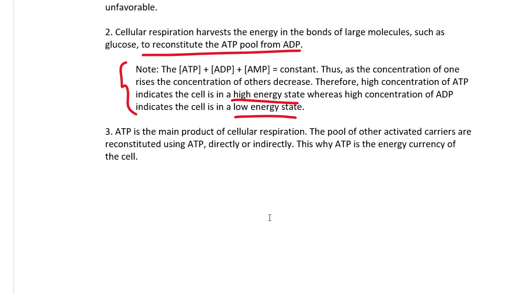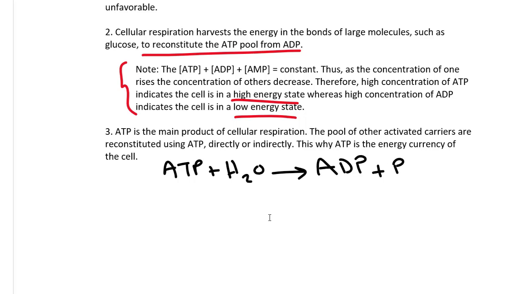So let's ignore AMP for now and just stay with ADP and ATP, because you have this conversion of ATP plus H2O to ADP plus Pi. And of course, this phosphate would be attached to another molecule. And then you have the ADP plus Pi giving you ATP plus H2O.